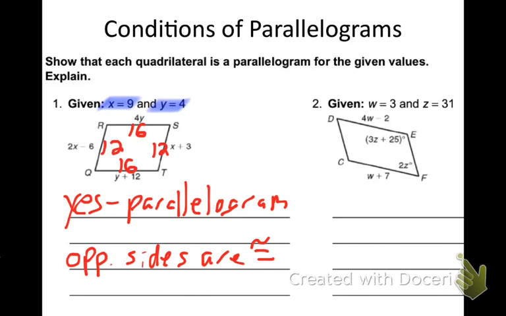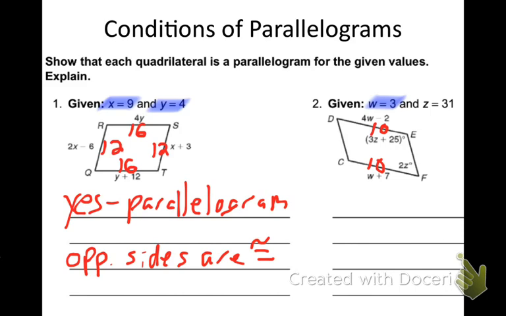Number two. Let's try number two. Given W equals 3 and Z equals 31, which one do you want to plug in first? Payton, which one do you want to plug in first? So I plug 3 in for W. 4W minus 2, or 4 times 3 minus 2, gets me what, Payton? 10. And then W plus 7, 3 plus 7 gets me what, Jersey? 10. Awesome. So those are congruent.